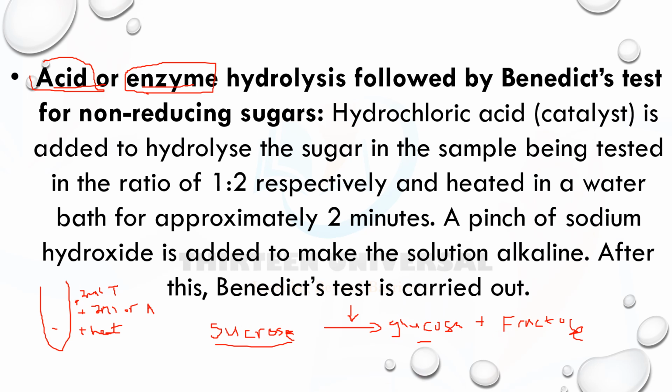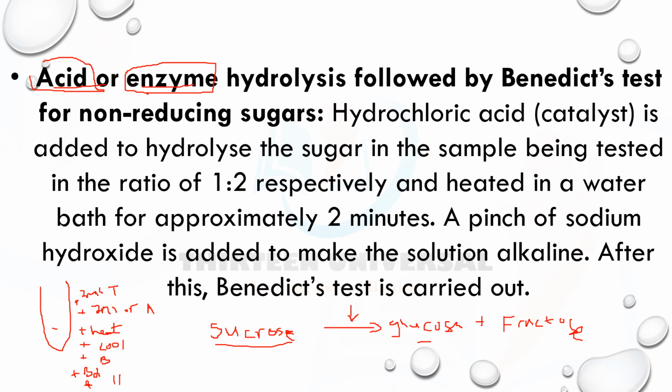So remember, after you have heated for 2 minutes, you can cool it, all right, and then you can add your base, that is sodium hydroxide, to neutralize the acid and create an alkaline environment, and then you now add your Benedict solution, Benedict solution BD, and then you now heat again. That's the last one, heat, okay.